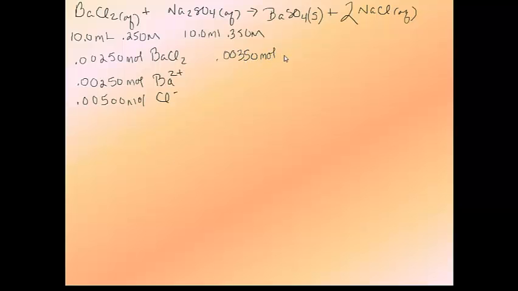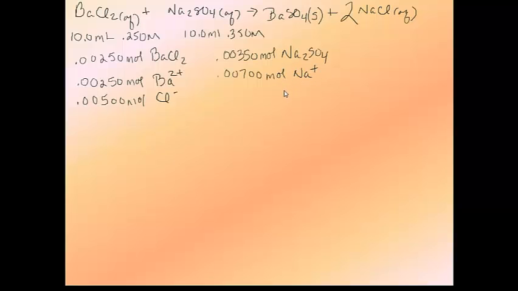And I'm going to do the same thing for the sodium sulfate. For every 1 mole of the compound I have 2 moles of the sodium. So I have 0.00350 moles of the compound. That means I have 0.00700 moles of the sodium ion, which is your other spectator.